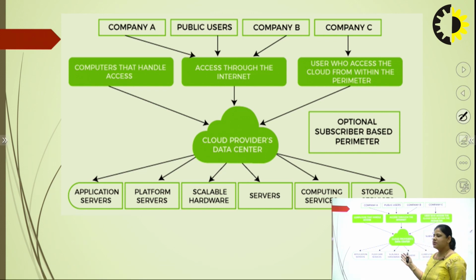In this diagram, we can see this is the public cloud, which is accessible by all the users who want the service of the public cloud, that is computers that handle access. These are the cloud parts of cloud providers which can be accessed by anyone who wants that service of the public cloud. The deployment model defines the types of access to the cloud, that is, how the cloud is located. Cloud can have any of the four types: public, private, hybrid or community.